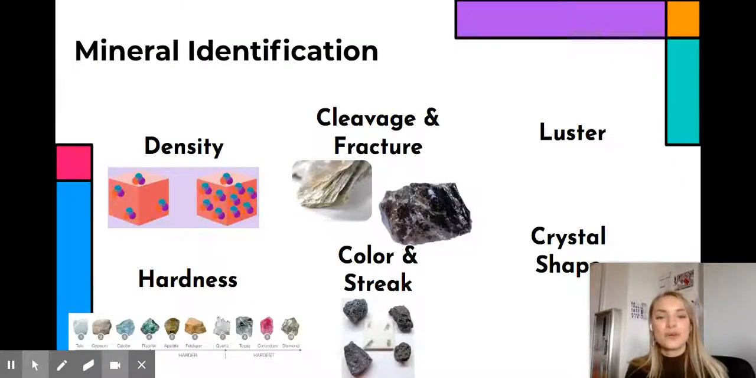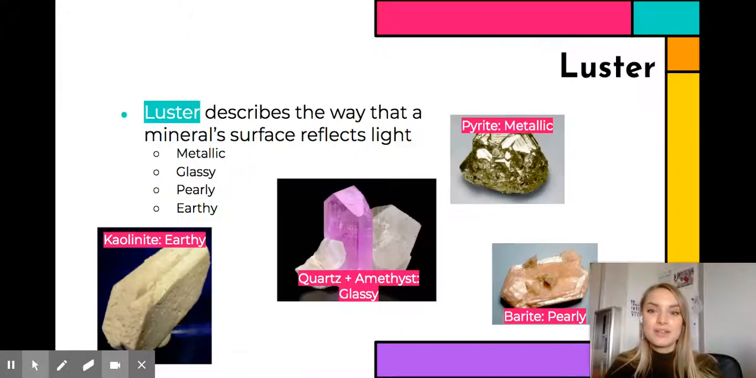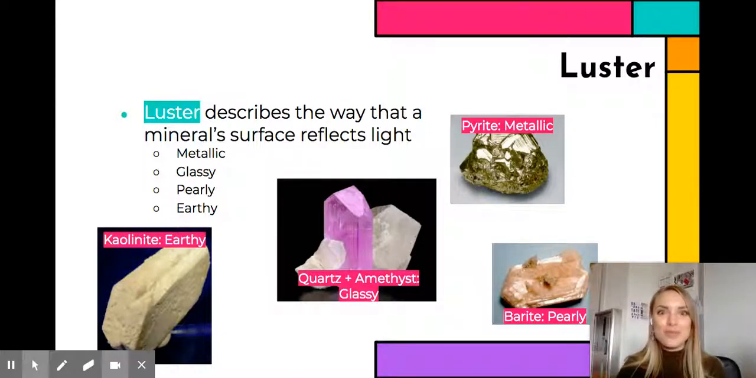All right, we're going to move on to the last column, and we're going to talk about the luster. So luster describes the way that light interacts with the mineral's surface, so kind of how it reflects light. If you think back to when you learned about mirrors and reflection and refraction, luster is a good example of that in real life. So we can use the luster to help us determine what type of mineral we might be looking at.